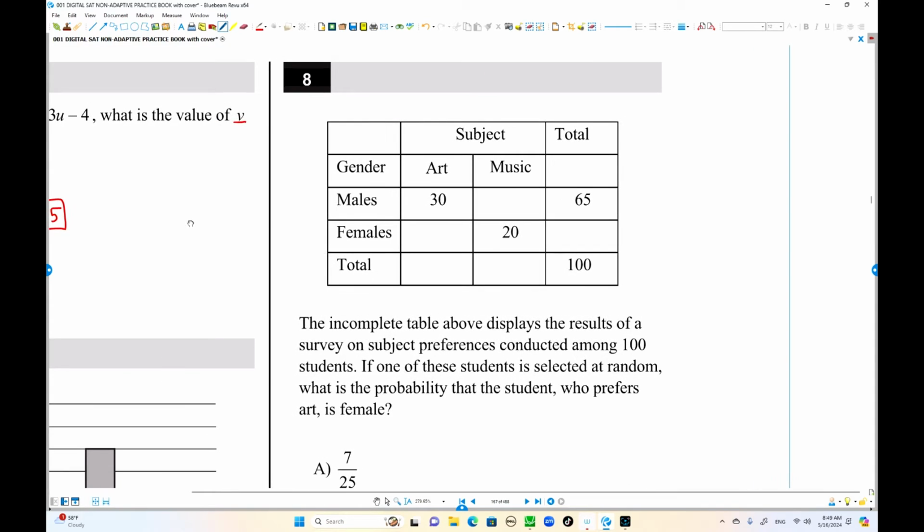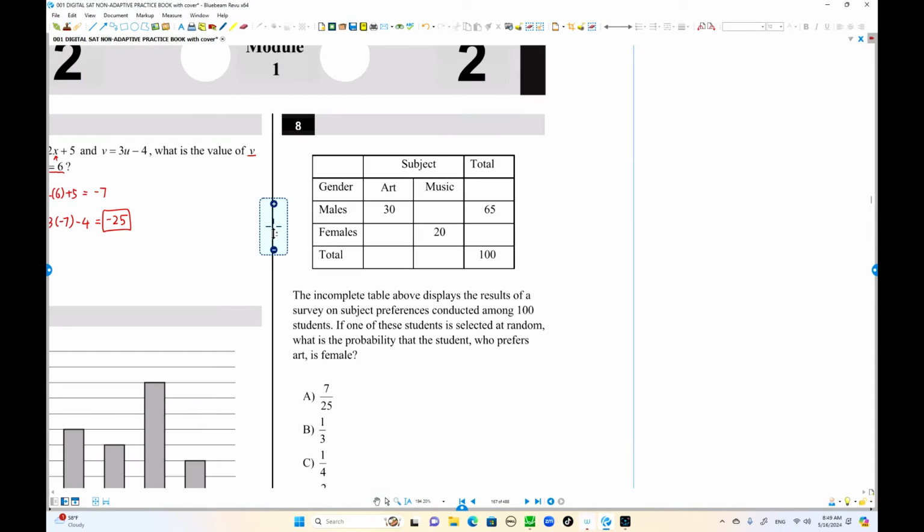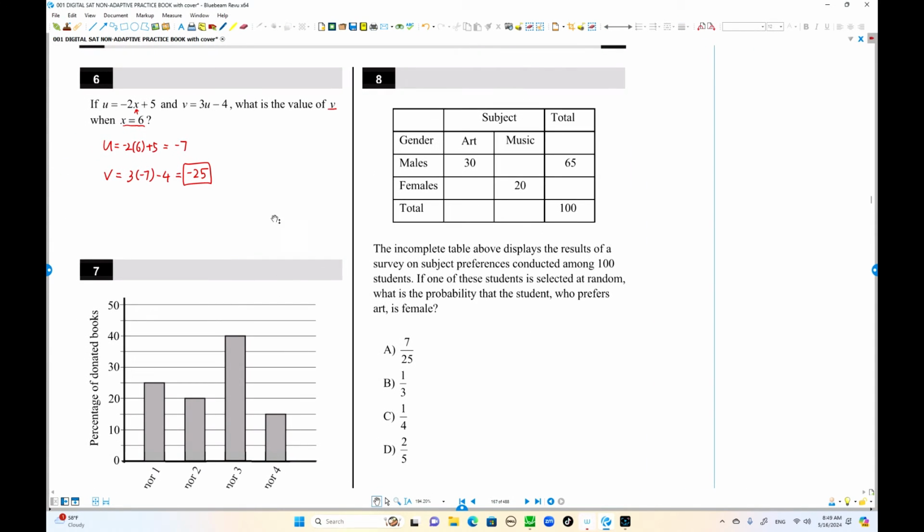Here is number 8. Okay, we have an incomplete table. We're gonna fill it out, okay? All right, out of 100 students, one of these students is selected at random. Here is the question. What is the probability that the student who prefers art is in these sections?